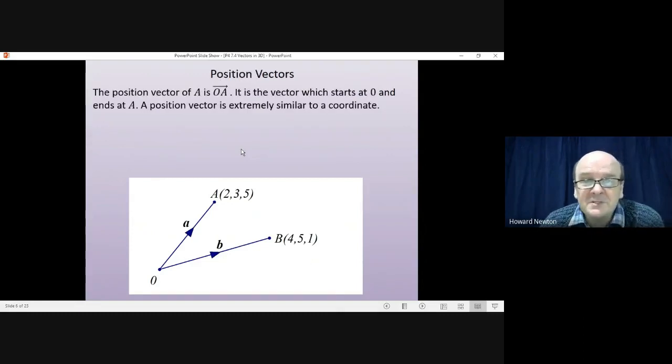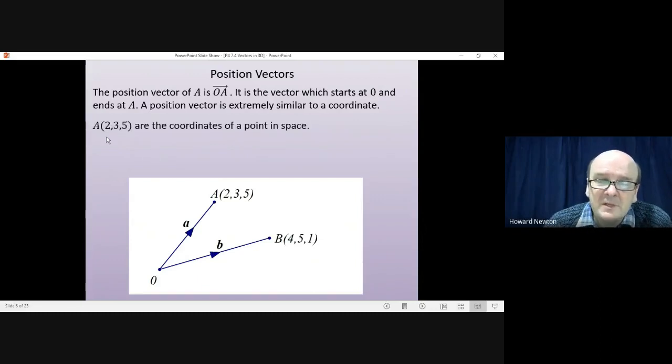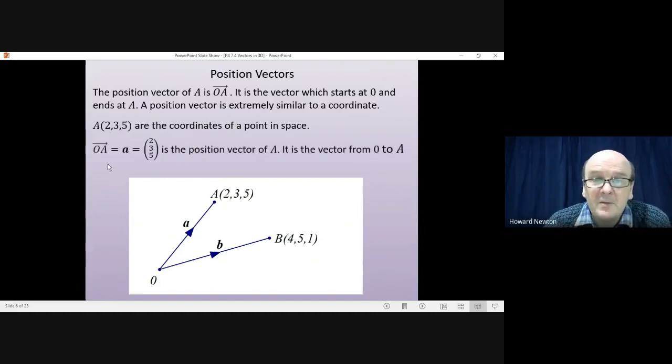Okay, position vectors. The position vector of A is the vector OA. It's the vector which starts at the origin and ends at A. Position vectors are extremely similar to coordinates. If you think about the coordinate A, 2, 3, 5, those are the coordinates of a point in space. If we think about the position vector OA or a, it's exactly the same numbers, and it always is. So the position vector is also 2, 3, 5. It's really telling you how you would get from the origin to A. But the concept is extremely similar to the concept of a coordinate. And really, in most questions, you can think of them as being identical. Coordinates, position vectors, they are essentially the same thing.